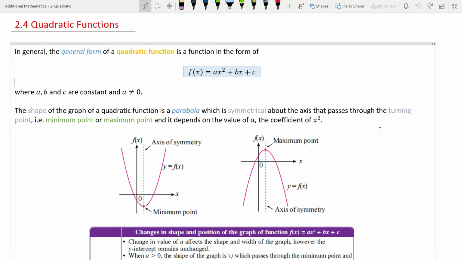The shape of the graph of a quadratic function is a parabola which is symmetrical about the axis that passes through the turning point, that is, the minimum point or maximum point, and it depends on the value of a, the coefficient of x squared.